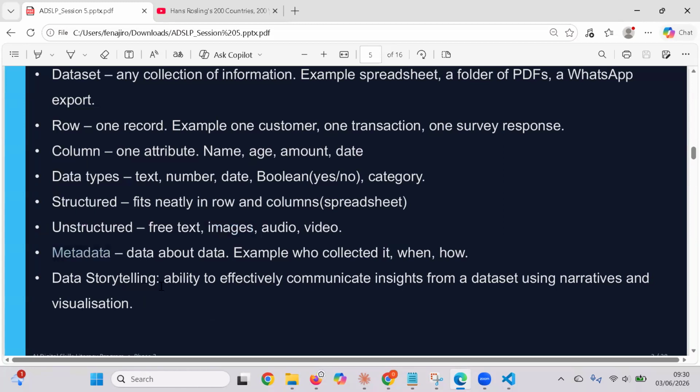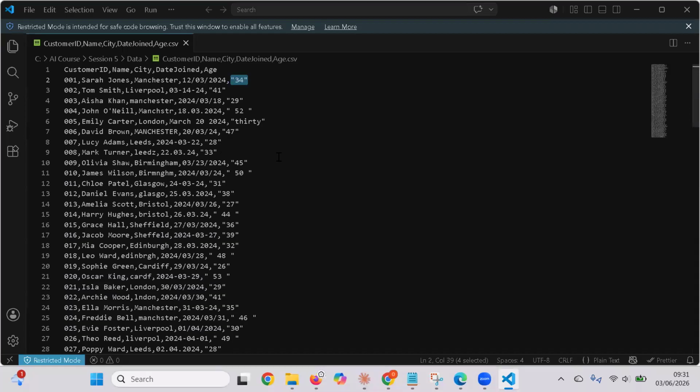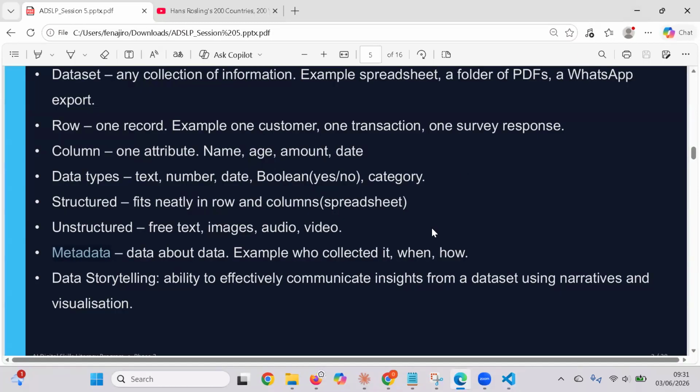The last one here on my slide is data storytelling. It's the ability to effectively communicate insight from a data set using narrative and visualization, which is part of what we'll talk about later on. You will see us telling a story using the data. This very data set we will use to gain a bit more insight, and you will be surprised what we will do with this today.